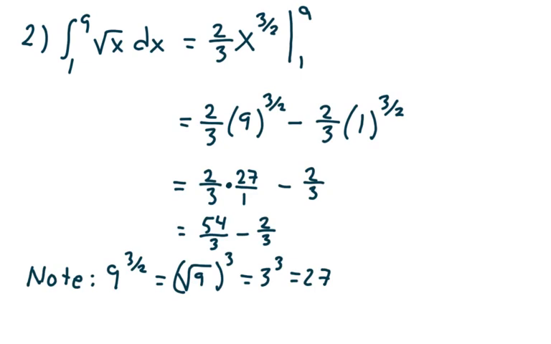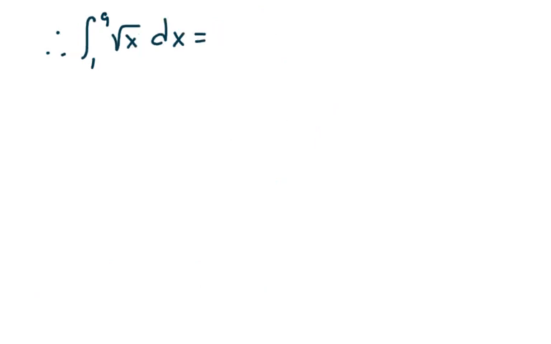And we can say the following. The integral from 1 to 9 of square root of x dx is, now let's go back, 54/3 minus 2/3 is 52/3. So this is equal to 52 over 3. And that's example 2. Let's take a look at example 3.